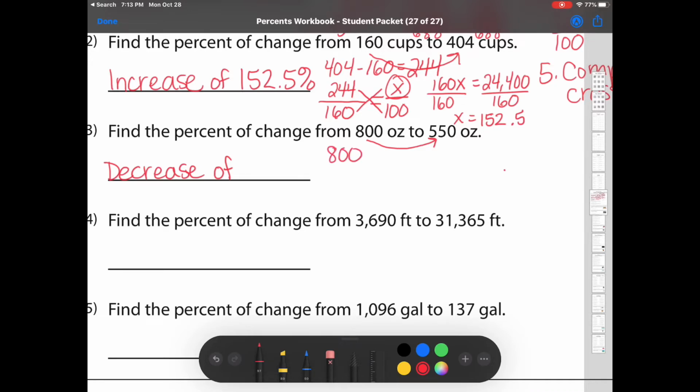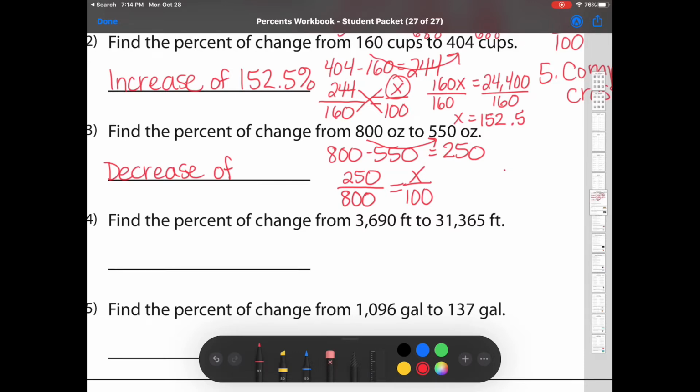Step 2, we're going to find the difference. So 800 minus 550, we changed by 250 ounces. So I'm going to take my difference and put it over a fraction of the original because I'm trying to find what is 250 out of 800 as a percentage. So that's why we're doing this as a ratio. We're comparing it. So I don't want it out of 800 though. I want it out of 100%.